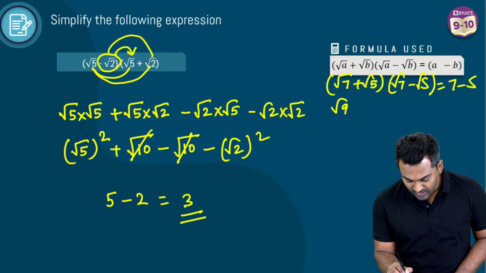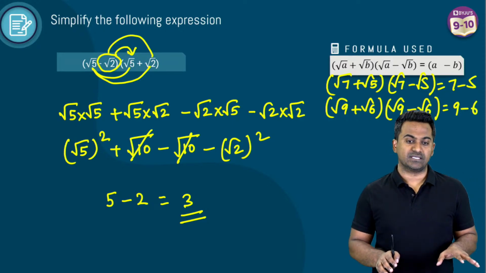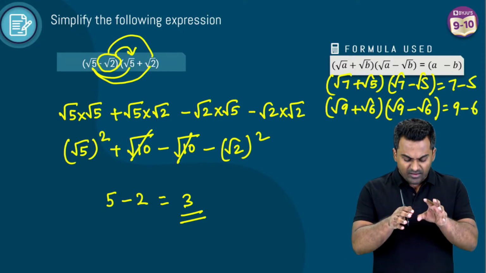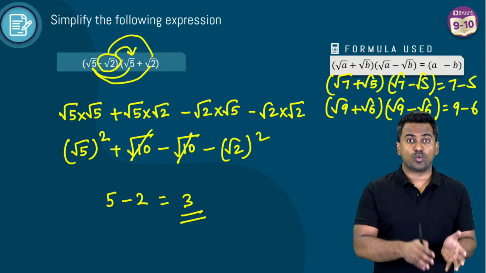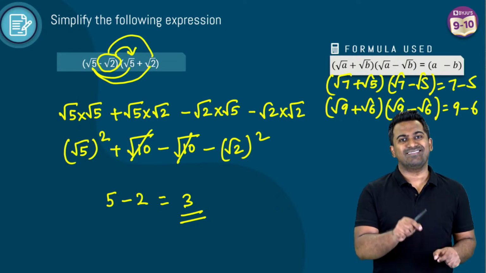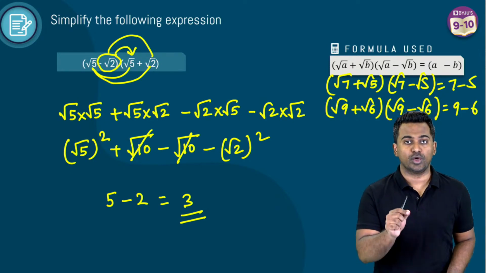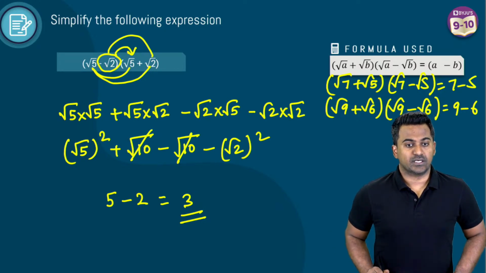Square root of 9 plus square root of 6 multiplied with square root of 9 minus square root of 6. This is simply going to be 9 minus 6. So this is going to be a very, very useful concept that we would be using in questions related to rationalizing the denominator. And trust me, from this chapter, that is going to be the most important question. Rationalizing the denominator.